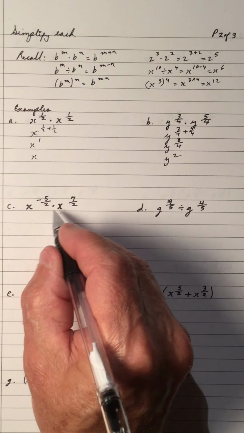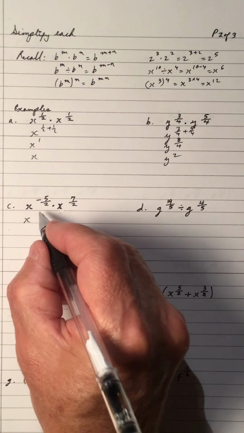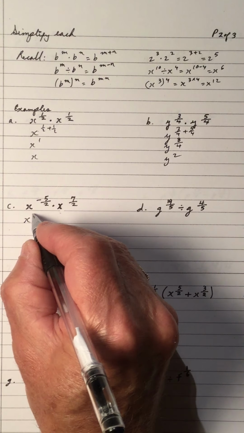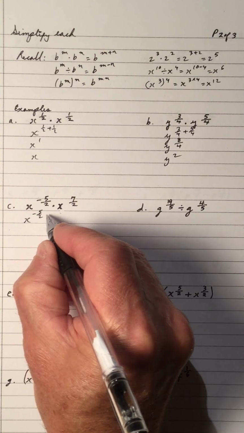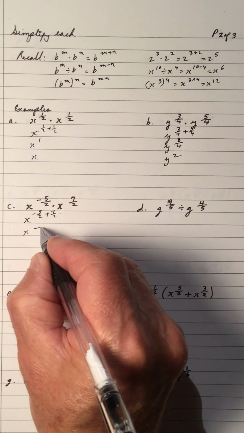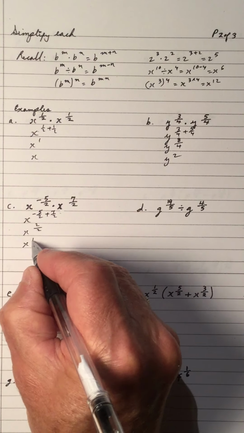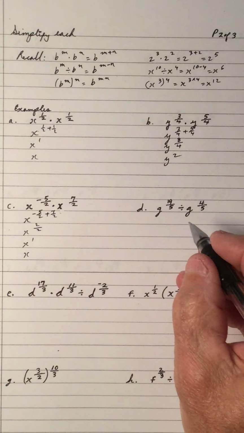And again, we're multiplying with like bases. The like base is x. So when we multiply, we add the exponents. And common denominator is 2. Negative 5 plus 7 is 2. And 2 over 2 is 1, so that's just an x.